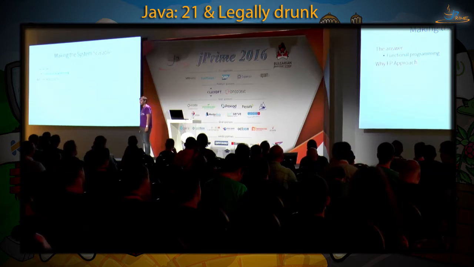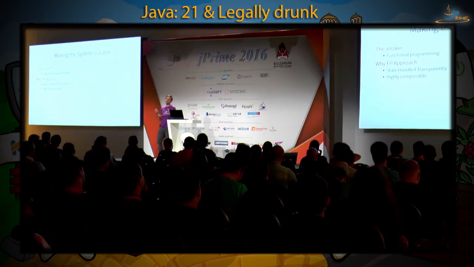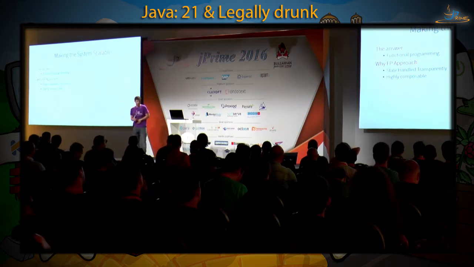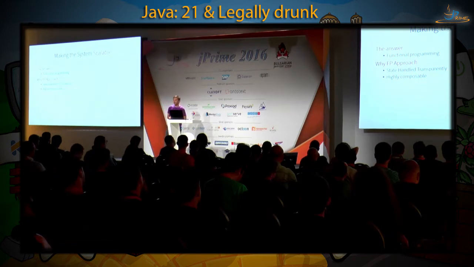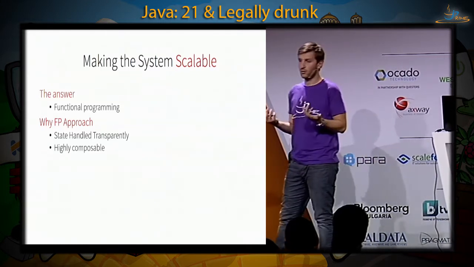Why the FP approach? Well, first of all, in functional programming, state is handled transparently. And by transparently, I mean that there is no state as such. I mean, you have an object. Basically, if you want to change the state of that object, you'll just have to create a new object, right? And because of that, functions in functional programming are side effect free. You don't have to worry about your function changing your object because it physically can't change your object.